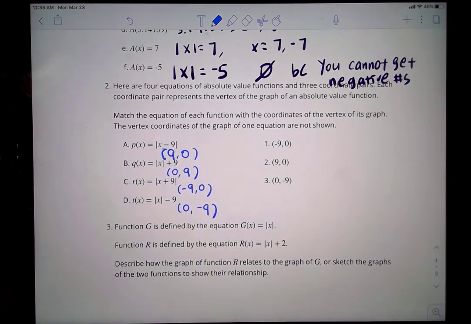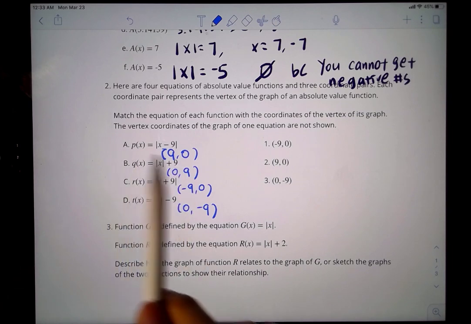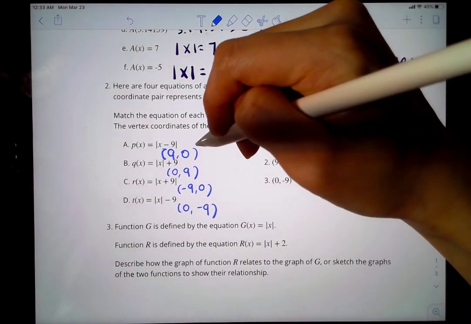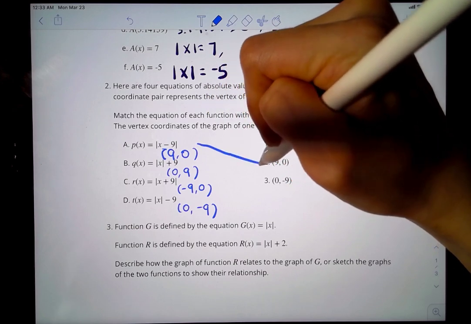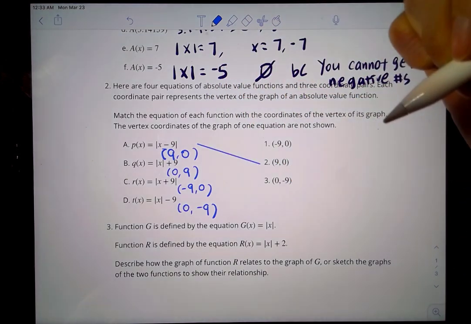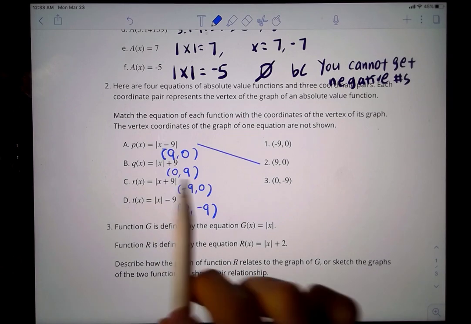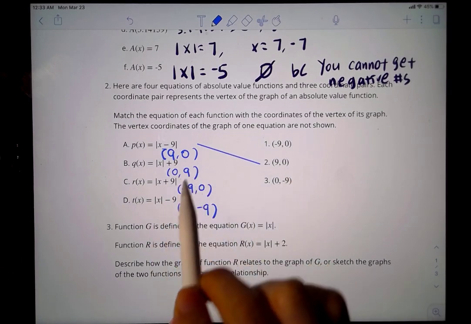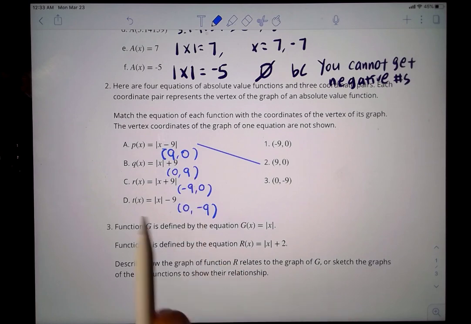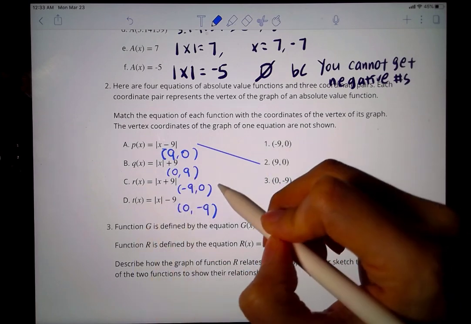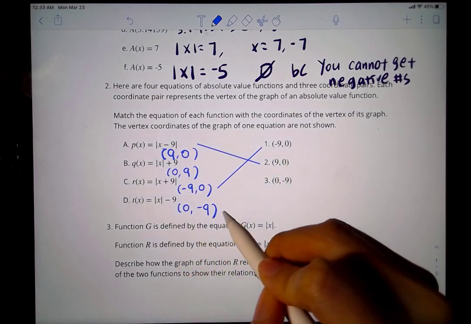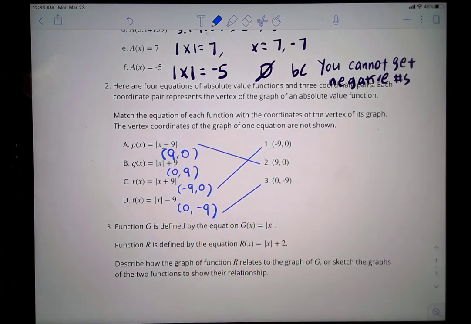And after that, I'm gonna connect it. So A, 9, 0, it's right here. Look, guys, I just drew the line. When I hold it, it turns into a straight line. Oh my god, this is so cool. And 0, 9, you don't have it, so this one is the one without a vertex, and I'm not gonna put any line for this. -9, 0 is like this. And 0, -9 like that. Right?